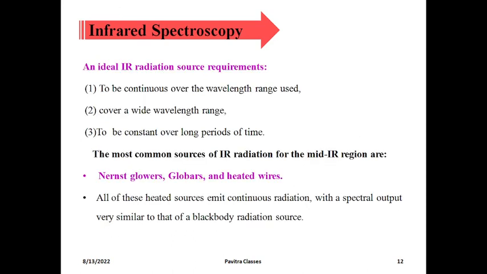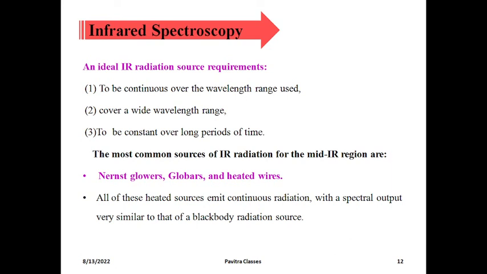So what are the ideal source requirements? What are the qualities of the IR source? It should be continuous over the wavelength range used. Whatever we are using in the mid IR range, 400 to 4000 centimeter inverse, the light source should be continuous in that range. It should cover a wide wavelength range. It should be constant over a period of time. These are the major ideal characteristics of the IR radiation source.